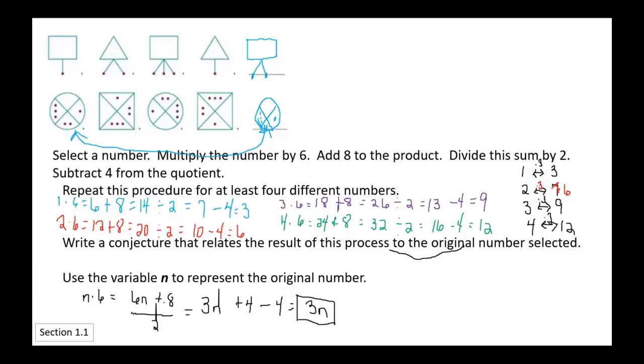So what is the process that relates to the original number selected? It is the number times 3.